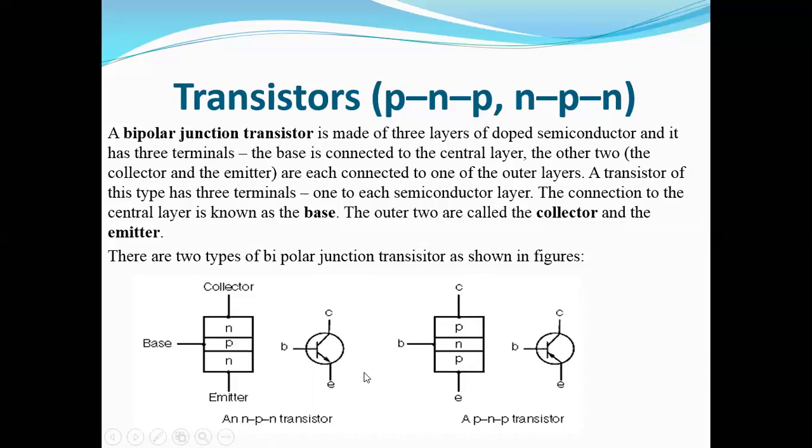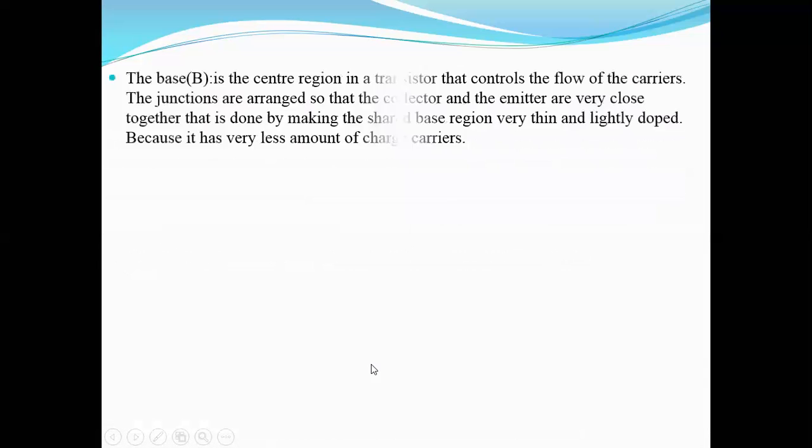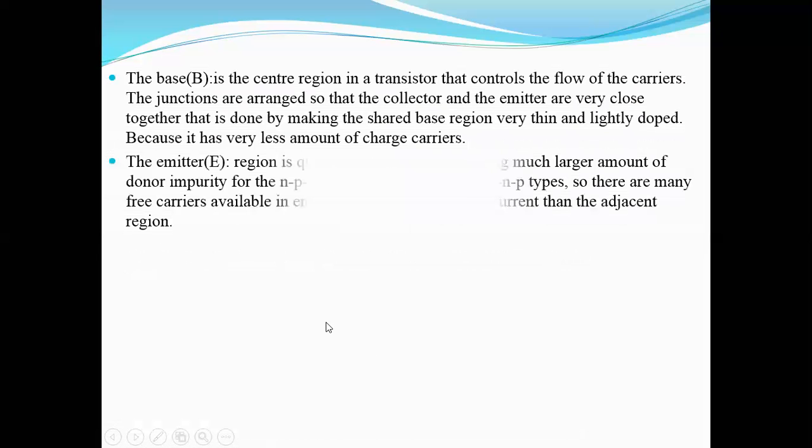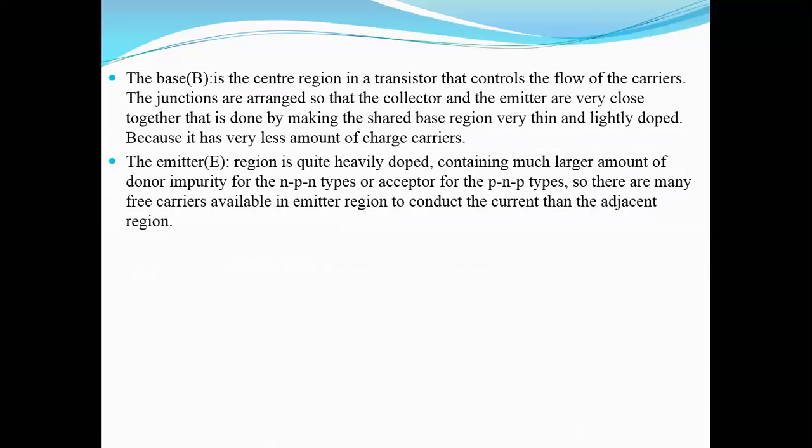NPN transistor is the most common, so that's why we are going to learn about the NPN transistor. So let's first define the base, emitter, and collector. The base is the central region in the transistor that controls the flow of carriers. It has a very small amount of charge carriers.